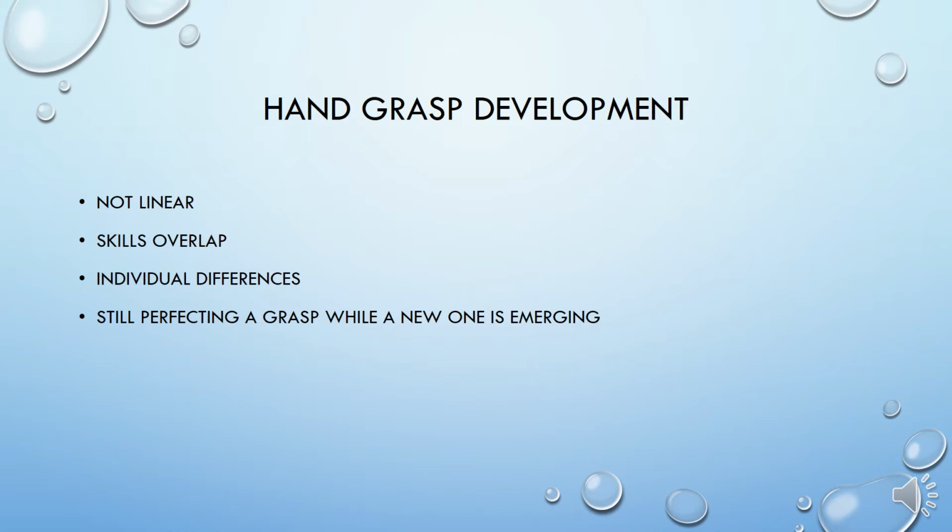Grasp development, as with other development in babies and young children, is not linear. Sometimes a child will be working on one skill before they have mastered the one previous to it. So it's not always in a linear way.